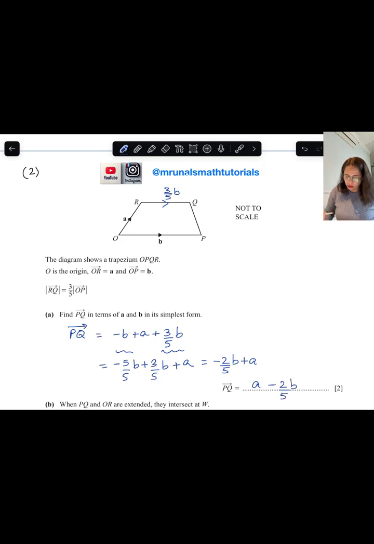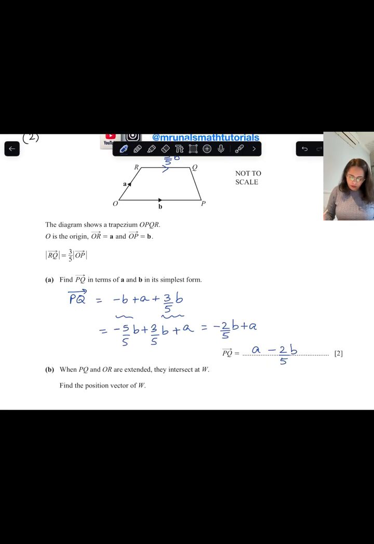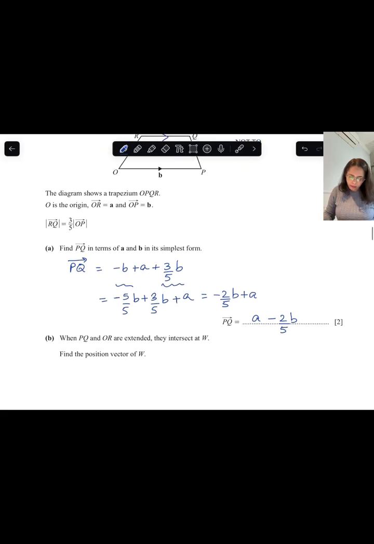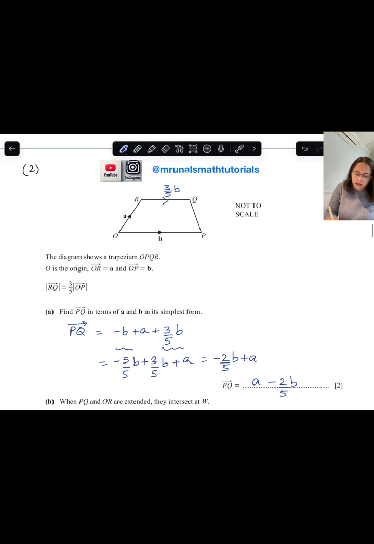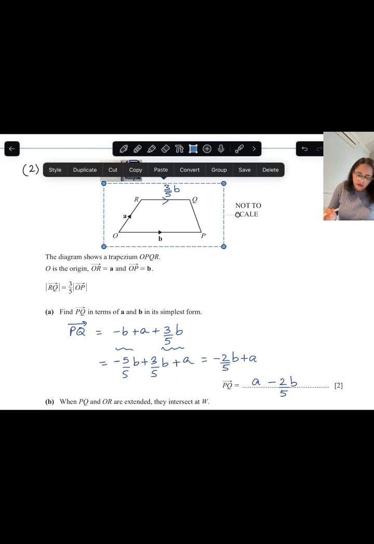It looks nice when you write it in alphabetical order. Now, when PQ and OR are extended, they intersect at W. So in this diagram, if I can copy this diagram down there, let me just do that.